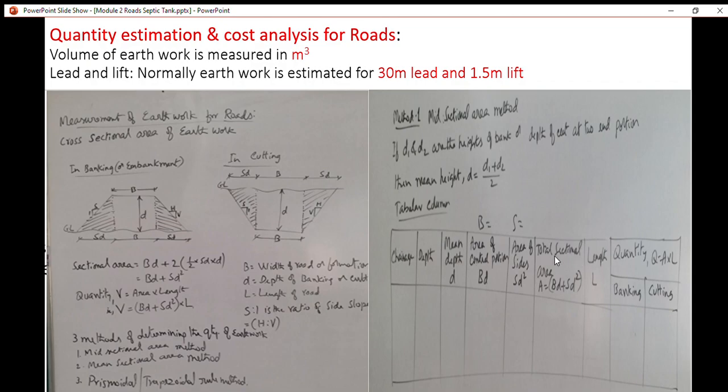It consists of 9 columns: chainage, depth, mean depth D, area of central portion BD, area of sides SD square, total sectional area A is equal to BD plus SD square, length L, quantity Q is equal to A into L in banking or cutting. B is equal to formation width and S is equal to side slope are mentioned on the top of the table.